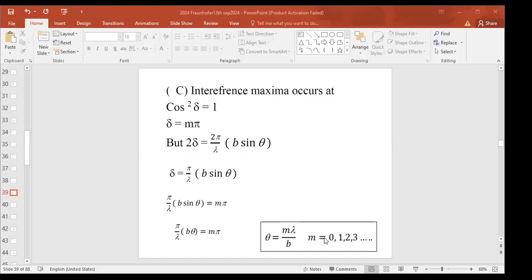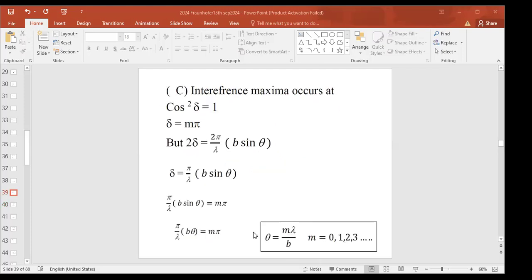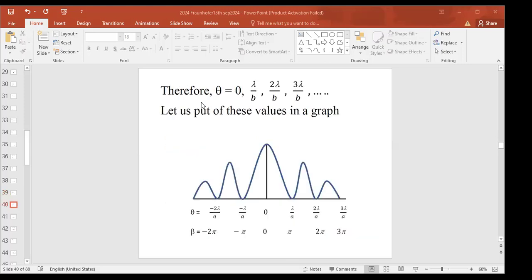M can be either 0, 1, 2, 3, 4, like that. So this is the case in the interference maxima, right? Now we'll see how we can draw these things. Now putting m values for this equation, you can have theta equal to 0, lambda over b, 2 lambda over b, 3 lambda over b, like that.